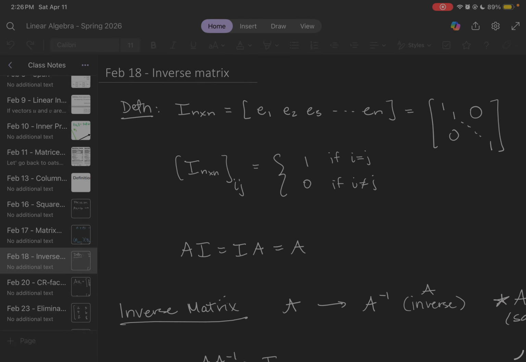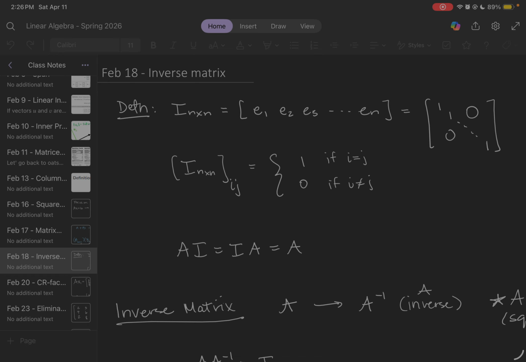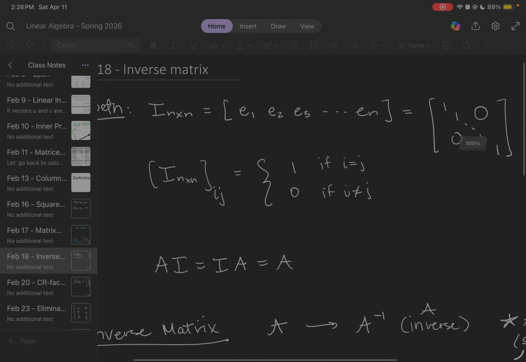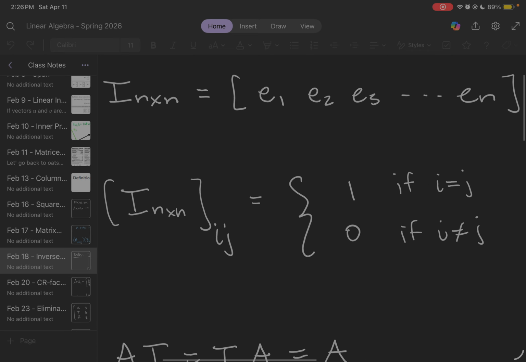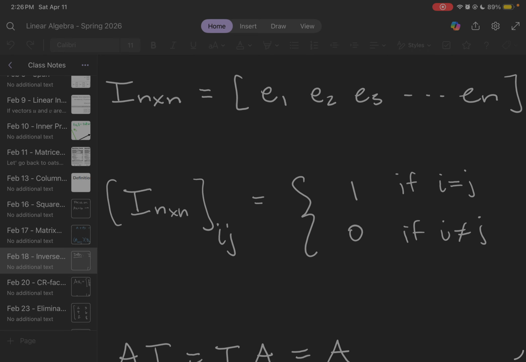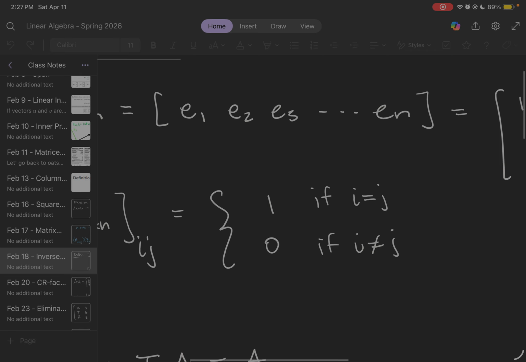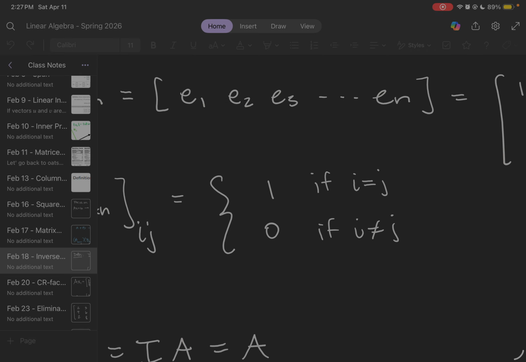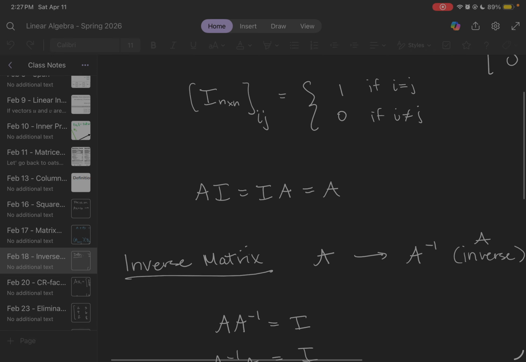So the definition of the identity matrix is E1, E2, E3, etc. It has 1 along the diagonal and every other position is 0. We can also write it like this: an n by n matrix, with each row being i and each column being j. If i is equal to j, then it is 1, else everywhere else it's 0.